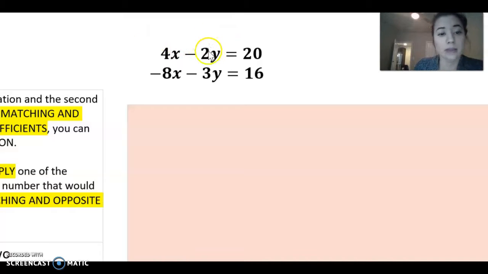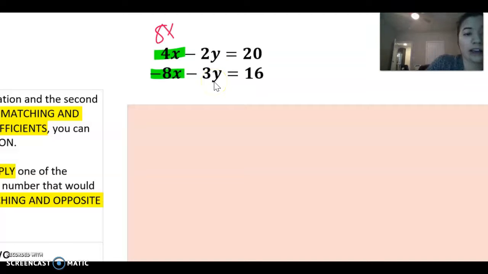All right, so again, this one, 4 is a multiple of 8, so that's easy to do. 2 is not a multiple of 3. Like, I can't do 2 times something to get 3 unless I use a fraction, so that one's hard to do. So that tells me I'm going to be matching my x's. So I have a negative 8 on bottom. I need to get the equal but opposite on top. So if this is a negative 8, what do I need to make my 4x into so they eliminate and equal 0?